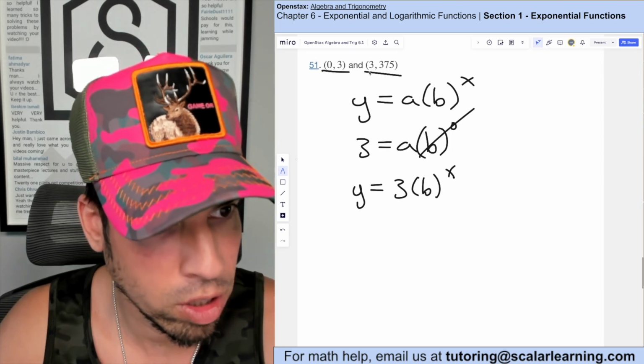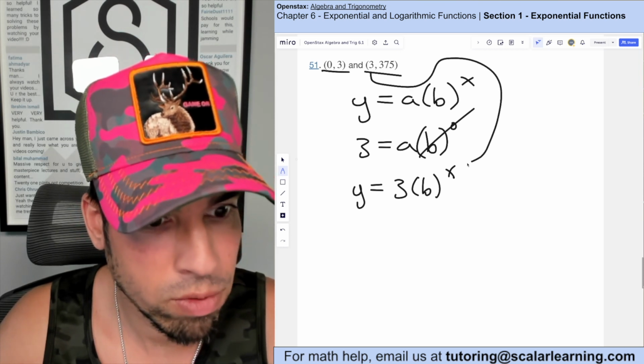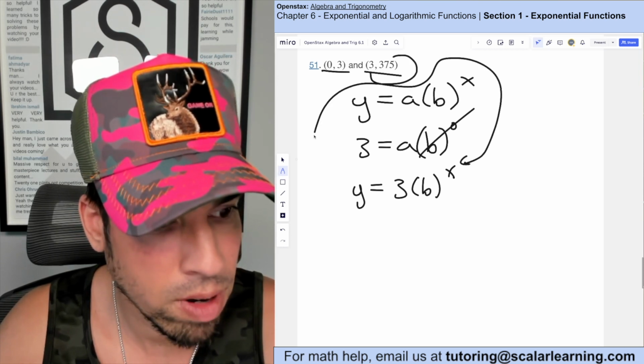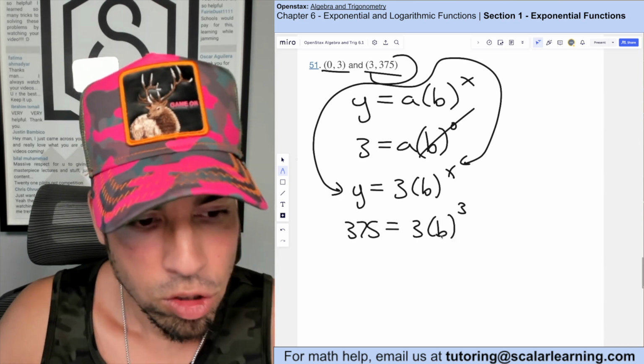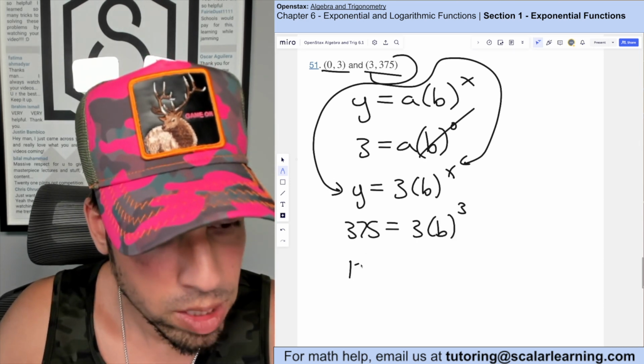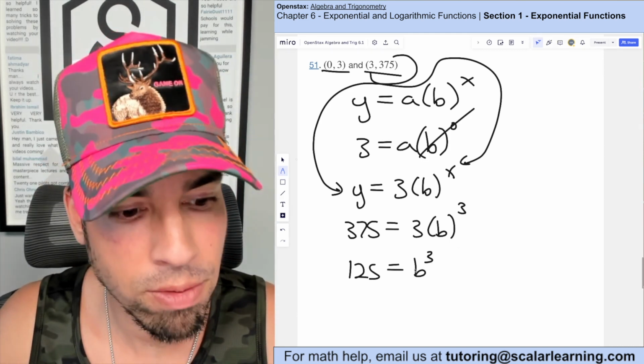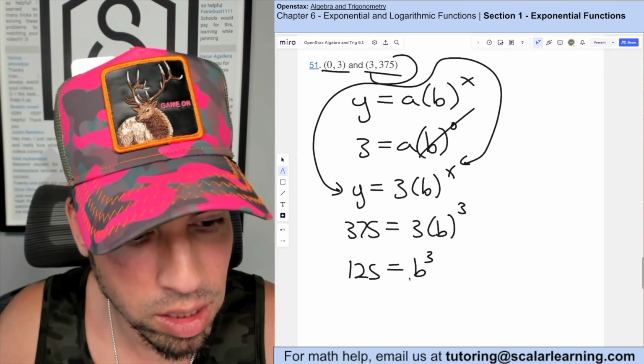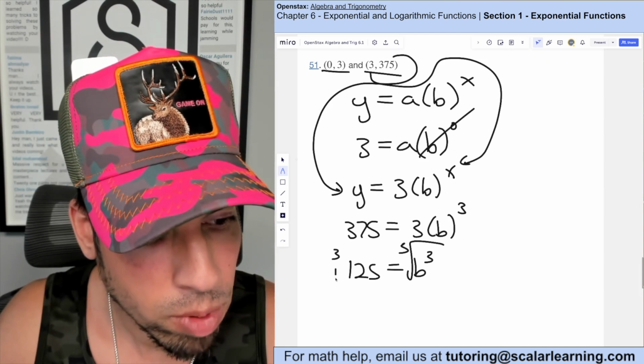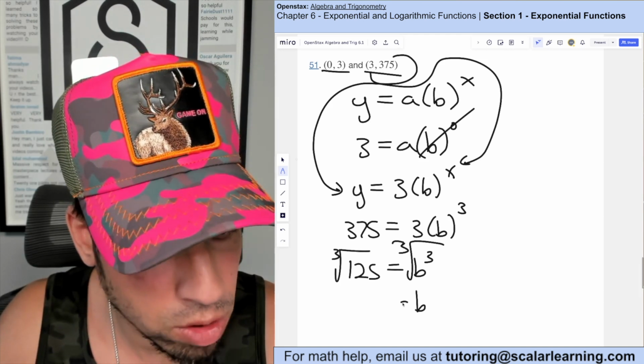So now I can plug and chug here. We've got 3 for x and 375 for y, so let's write that out. So now let's solve. We're going to divide both sides by 3. That's 125 equals b cubed, and I just so happen to know that 5 cubed is 125, so taking the cube root of both sides, like so, we get b equals 5.